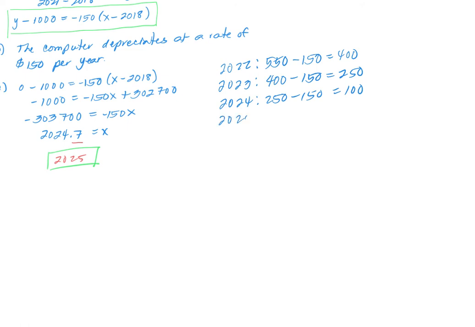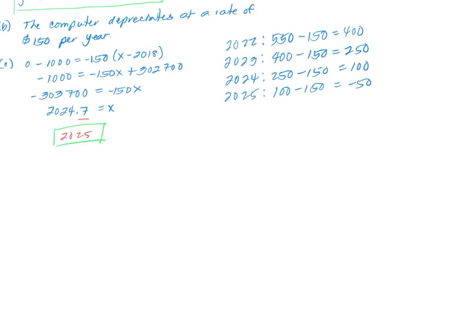So in 2025, we're at 100 minus 150, we get a negative 50, which tells us that the value of the computer has gone beyond 0. So sometime in the year 2025, the computer will be worth nothing.